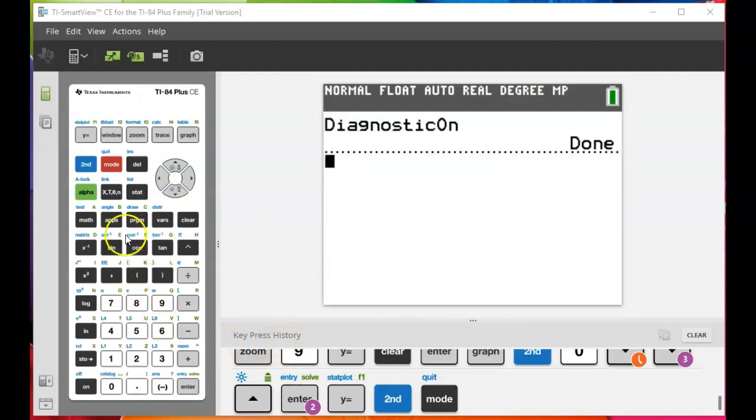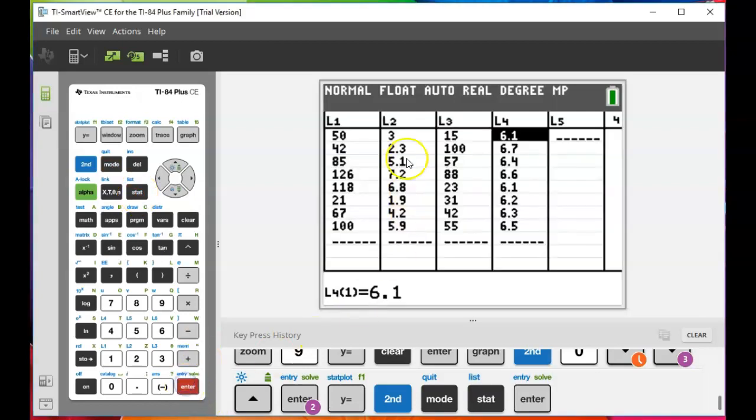basics here. So the first thing I want to do is when I get all of my sets of data, they asked us to put the first points in L1 and L2. So the X value will go in L1, the Y value will go in L2. So we're going to hit Stat, Edit, and I've already put it in here. So L1 and L2, so for example, 53 is a point, 42, 2.3, that's also a point.